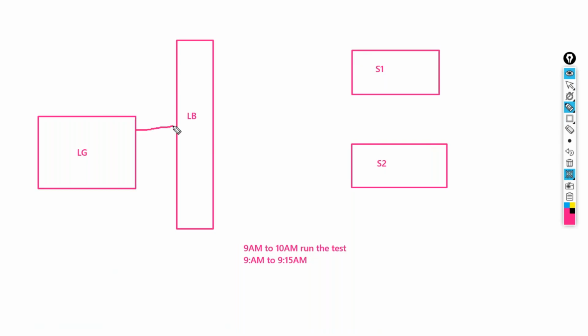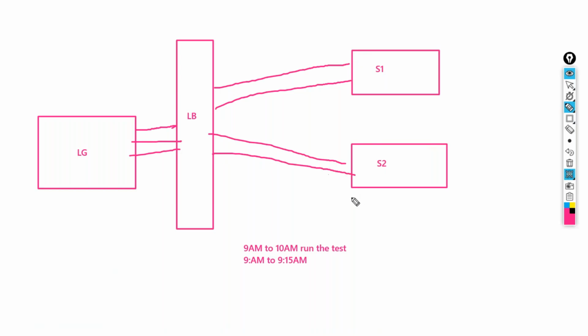So all the requests will go here and the load balancer will equally distribute the load like this, based on some algorithm, from 9 a.m. to 9:15 a.m.